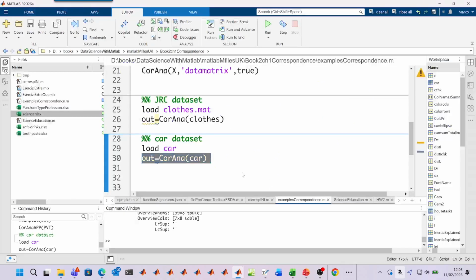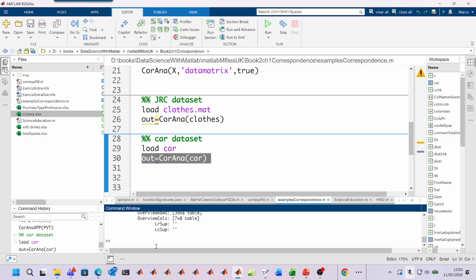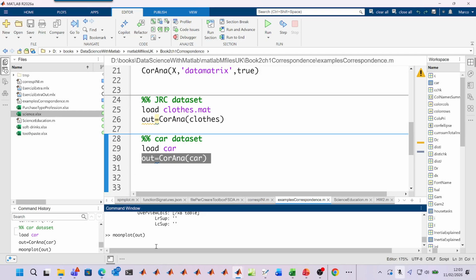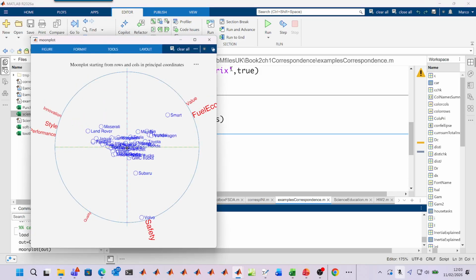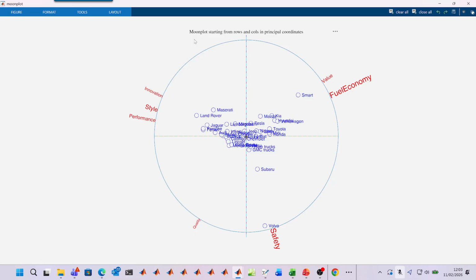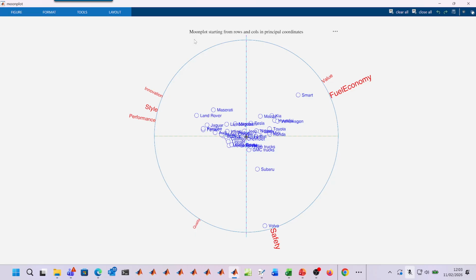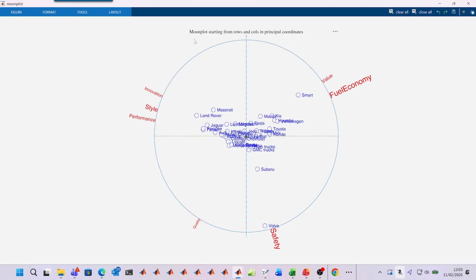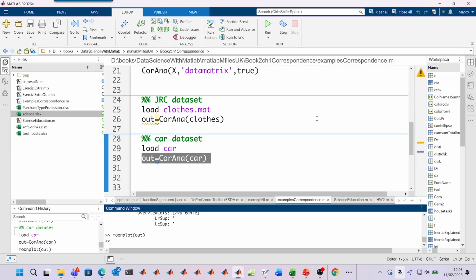Now let us see quality. Maybe in this case here it is much better to have a moonplot. Okay, moonplot, and then you see that there are Jaguar, Porsche, and Ferrari: style, performance, innovation. Volvo is associated with safety. You see immediately the interpretation. And smart, value, fuel economy, you know, the small cars. So the interpretation here is absolutely easy and absolutely powerful.